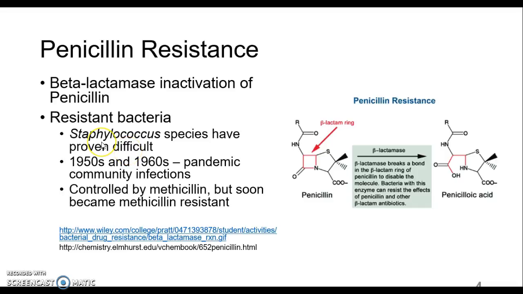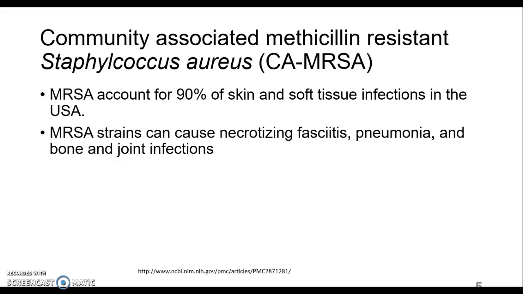So specifically, the Staphylococcus species have become extremely difficult to inhibit. And in the 1950s and 1960s, there was a pandemic community infection. It was controlled temporarily by methicillin, but soon some strains of the Staphylococcus species became methicillin resistant. And these we name today community-associated methicillin-resistant Staphylococcus aureus, specifically the species aureus of the genus Staphylococcus.